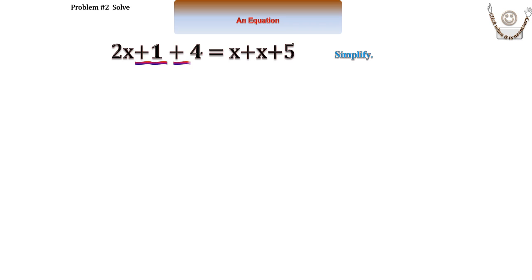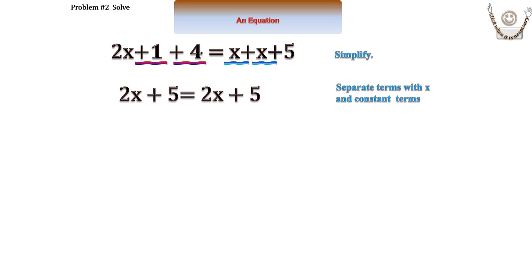Next equation: 2x + 1 + 4 = 1 + x + 1x + 5. First of all, let's simplify the left and right sides. On the left side, positive 1 and positive 4 will be 5, and positive 1x and positive 1x, if we add, will be positive 2x. Now we have 2x + 5 on the left and 2x + 5 on the right.